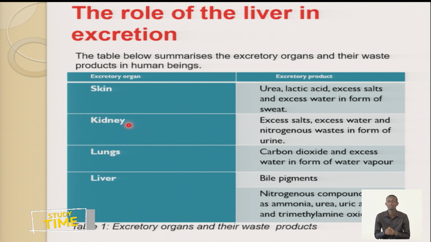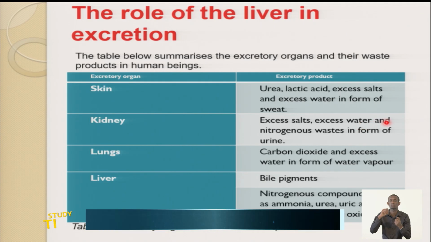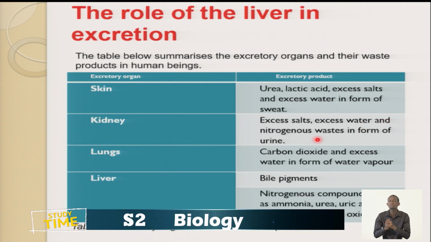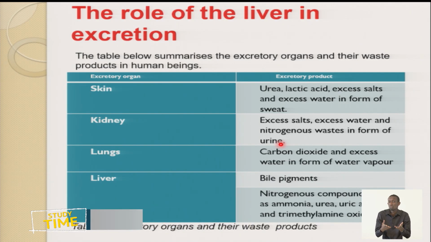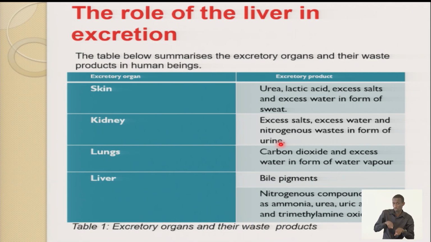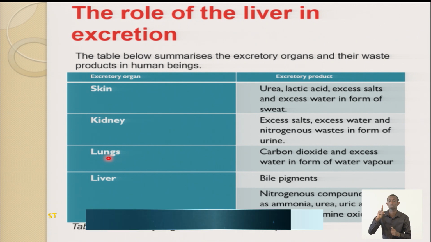Let's talk about the kidney. The kidney also has excretory products, which are excess salts, excess water, and even nitrogenous waste products in the form of urine. These waste products passing through the body are going to be removed from the body in the form of urine. We have the lungs. What do the lungs remove as waste product? We have carbon dioxide, excess water in the form of vapor, and so on.